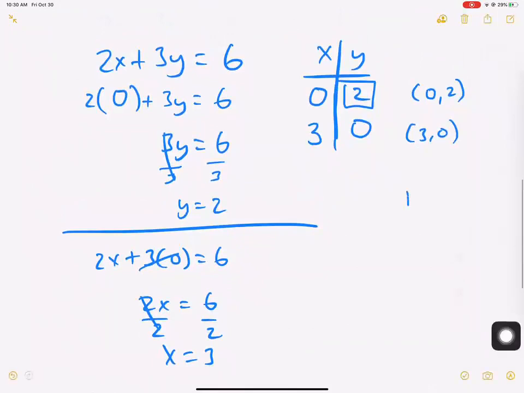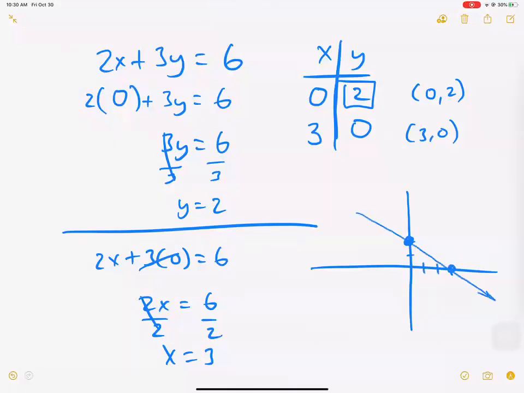Let's go ahead and graph this now. If x is 0, y is 2. If x is 3, y is 0. If I draw my line, we have our line already.